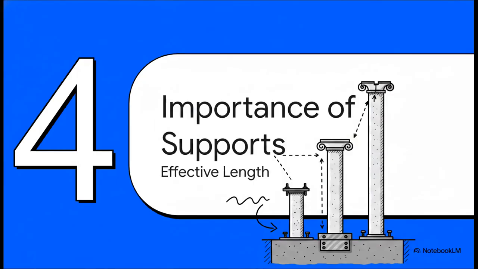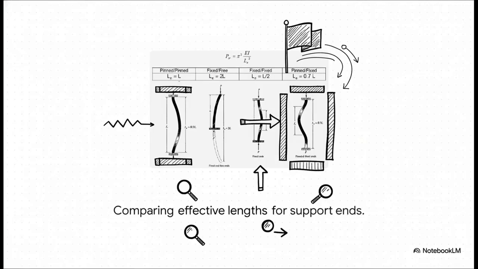Section 4, the importance of supports. So, we know length matters, but it's actually not just physical height. The vital importance of how a column is fastened to the building changes absolutely everything. The way support conditions alter what engineers call the effective length, or Le, is wild. If a column is fixed rigidly at both the top and the bottom, its effective length is literally cut in half. It forces the column into this rigid S shape, making it mathematically twice as strong against buckling compared to a simple pinned column.